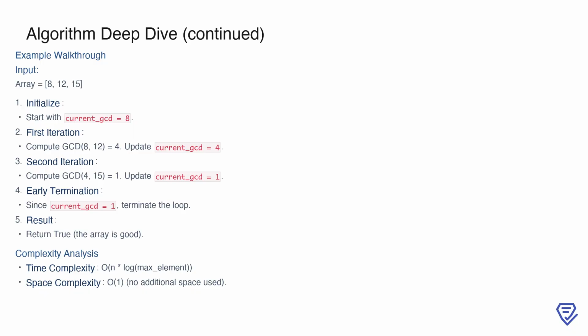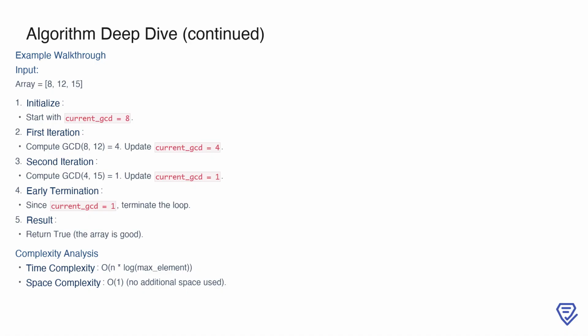Let's walk through an example with the input array 8, 12, 15. First, we initialize current_GCD to the first element, which is 8. In the first iteration, we compute the GCD of 8 and 12, which is 4, and update current_GCD to 4.